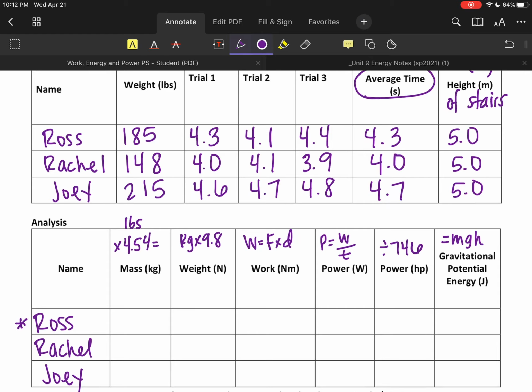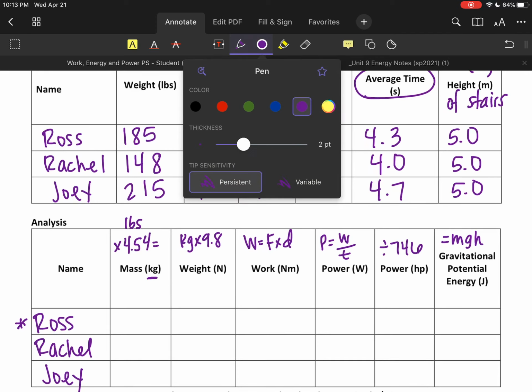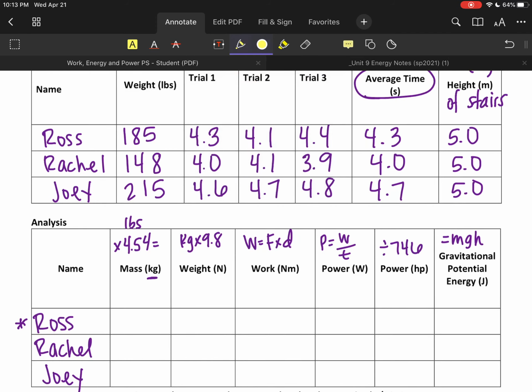Okay, so when we're trying to calculate the amount of work done or the amount of power someone has, our mass has to be in kilograms. We know that we in America use pounds while the rest of the world uses kilograms. So we have to convert our weight into kilograms. So all you're going to do is multiply. I have your formula right here. Let me actually get a different color.